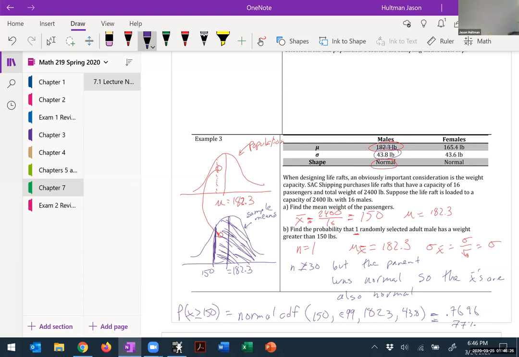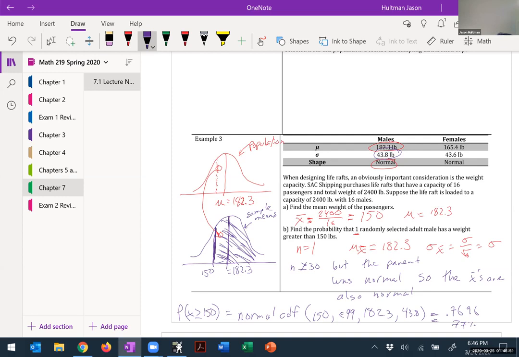Which means we're probably not going to be able to fill the raft to capacity, because there's a 77% chance that any one of these people is above that 150 mark.